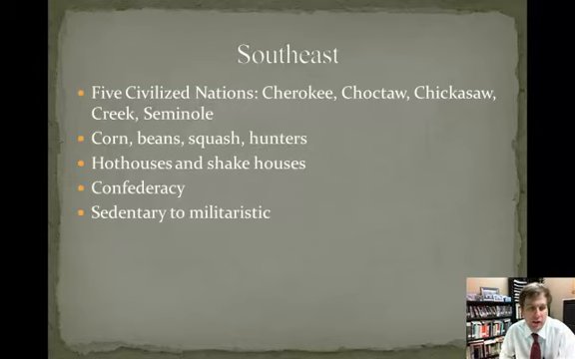They lived in what were called hot houses and shake houses. Hot houses were used in the winter months, and this was common not just for the southeastern tribes, but for the tribes in general. You'd have a large communal house. You might have several families there with a central heating source, and that was to keep people warm. And then the shake houses were more loosely constructed, made of grasses or bark, things of that nature, to let the breeze blow through in the very hot summer months in the South.